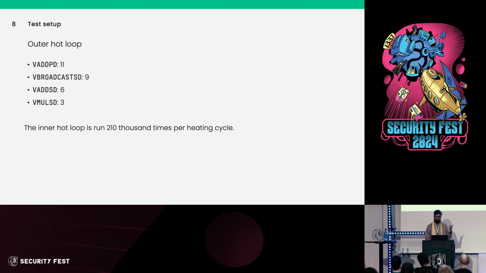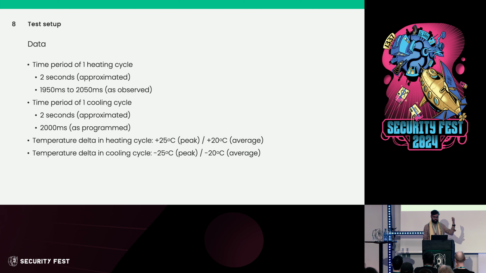Similarly, there is an outer hot loop. Again, instructions and counts are given to you, and this runs 210,000 times per heating cycle. And this is the data that I pulled out with some practical stuff. The time period for one heating cycle is approximately 2 seconds. The exact value is between 1950 and 2050 milliseconds, and as per observation, the same for the cooling cycle. It is programmed to be 2000 milliseconds, so that is exactly 2 seconds. The temperature delta is roughly 20 to 25 degrees up, 20 to 25 degrees down.